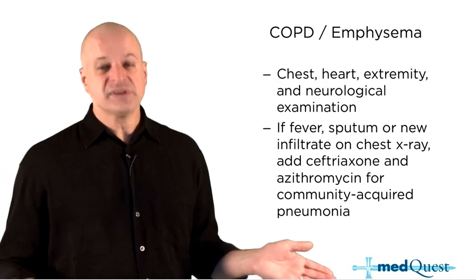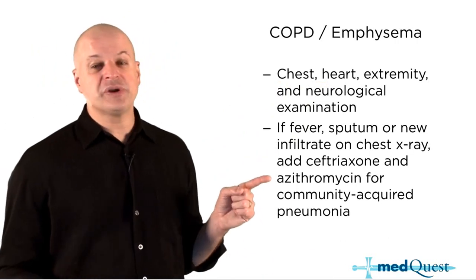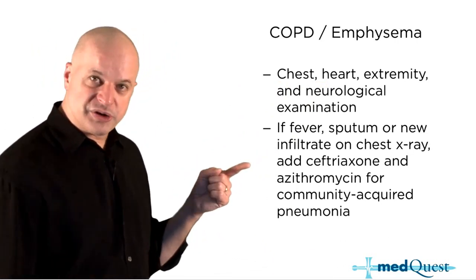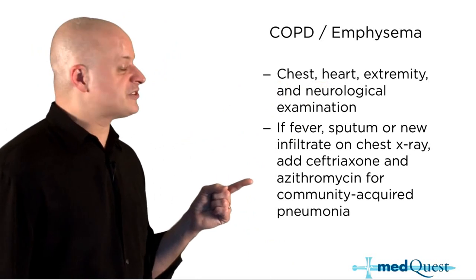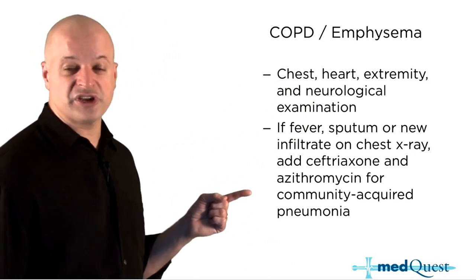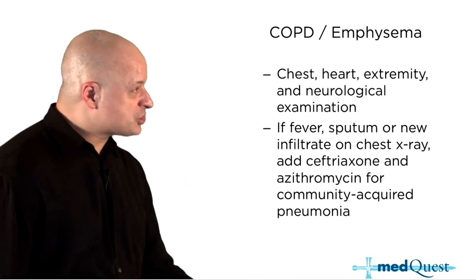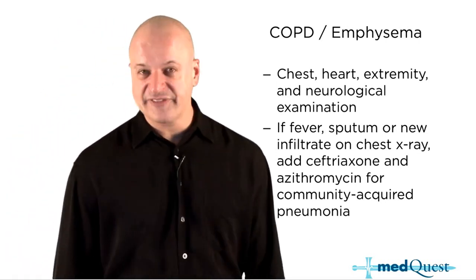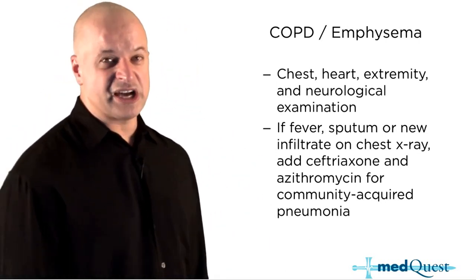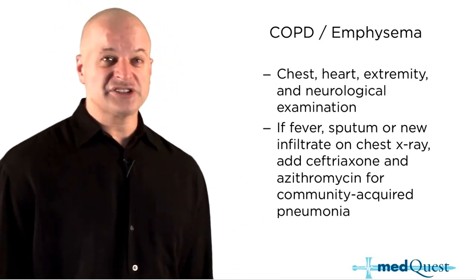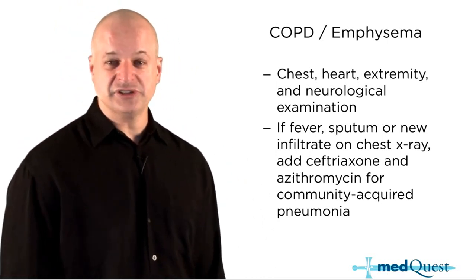Order them extra. If there's sputum or a new infiltrate, you're going to treat community-acquired pneumonia: ceftriaxone and azithromycin, same as every other community-acquired pneumonia. If you've been treated with antibiotics, or if you've had a lot of exacerbations, use quinolones: levofloxacin or moxifloxacin.